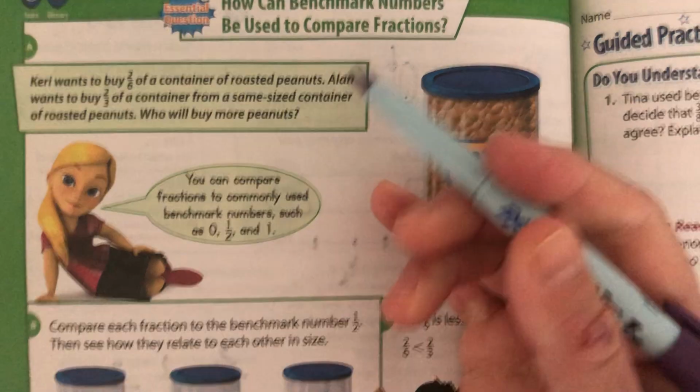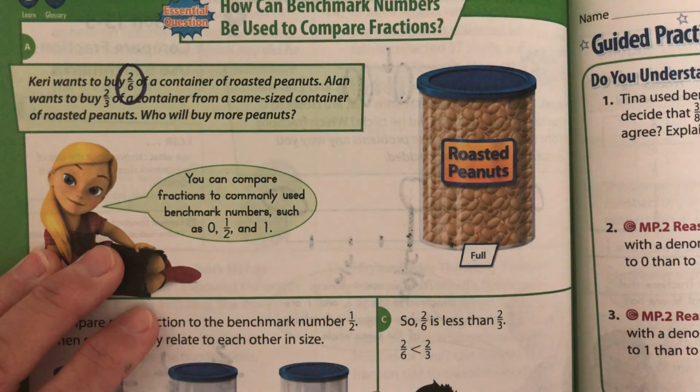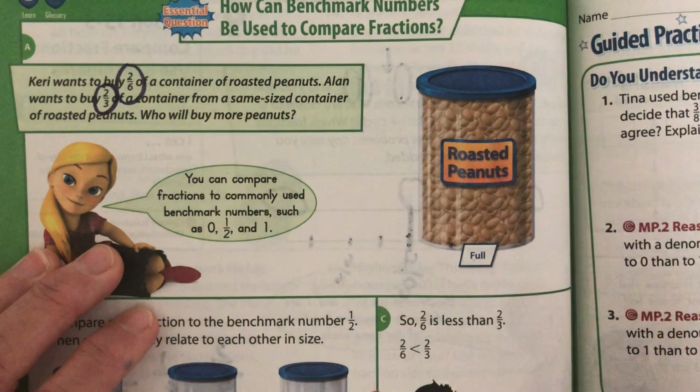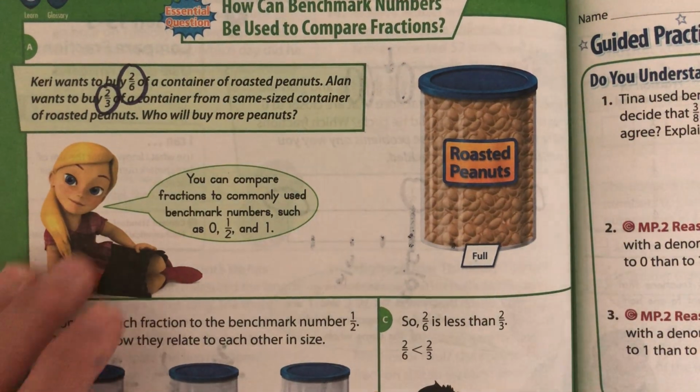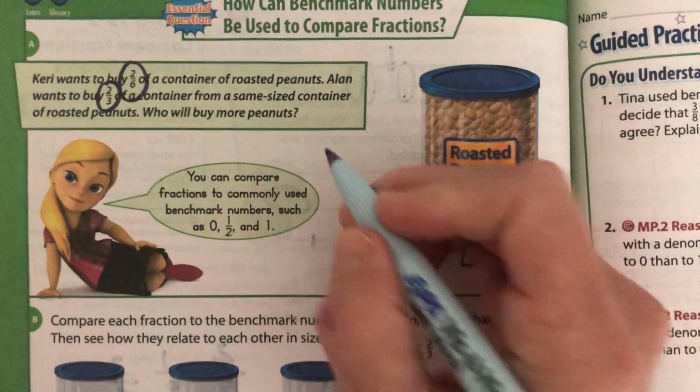That's the halfway mark. Okay, Carrie wants to buy 2/6 of a container of roasted peanuts, and Alan wants to buy 2/3. Who will buy more peanuts? I know we're going to use benchmarks on this, but let's just use our handy-dandy flip book here. 2/6 compared to 2/3.